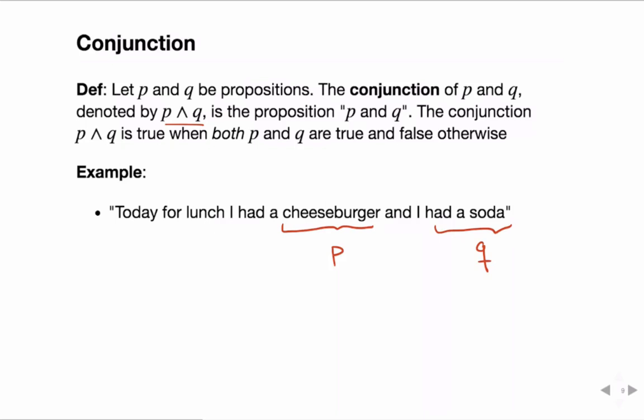On the other hand, if even one of the two conjuncts, so when I say conjuncts, I mean the two things that I'm putting together in the conjunction, if either one of the two conjuncts is false, then I would say that this entire proposition is false. So let's suppose that today for lunch I did have a cheeseburger, but instead of a soda I had milk. I think we would agree that if that were the state of affairs, and I told you that today for lunch I had a cheeseburger and I had a soda, you would tell me that proposition is not true, that proposition is false, because both of the two conjuncts were not true.